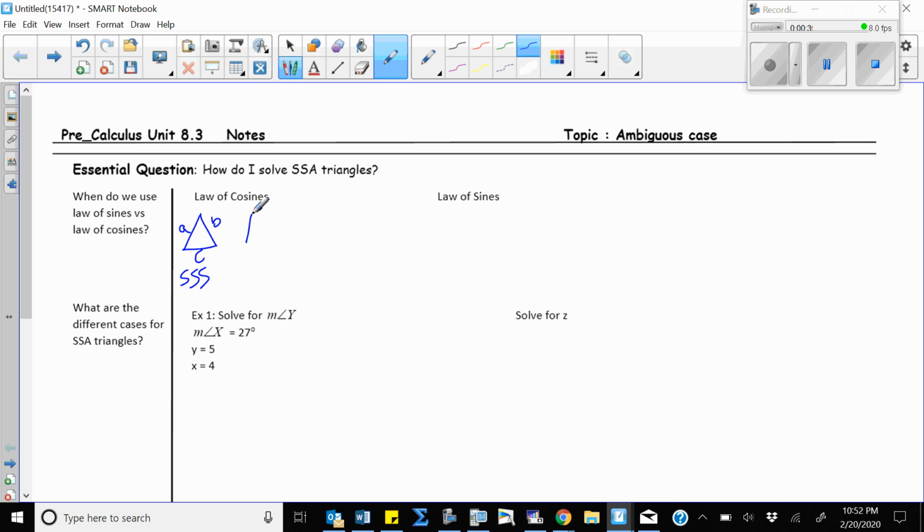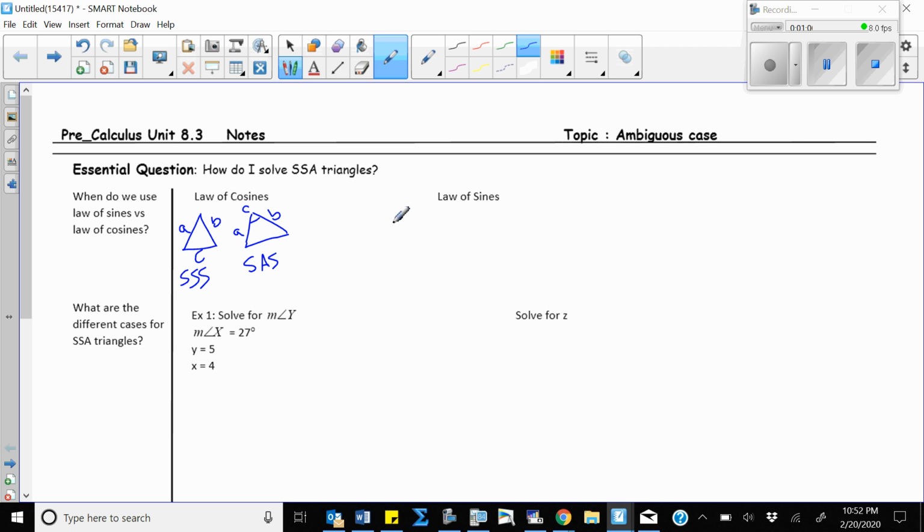The other case that we use law of cosine is when we have two sides given and the angle between them, something like this. We call this side angle side, and notice that the angle is between the two given sides. Again, in this case, we use law of cosine to solve the triangle.